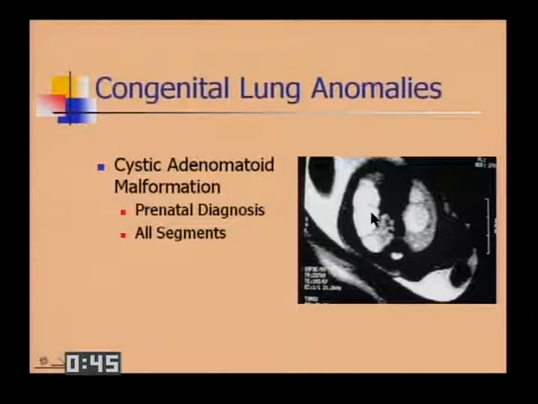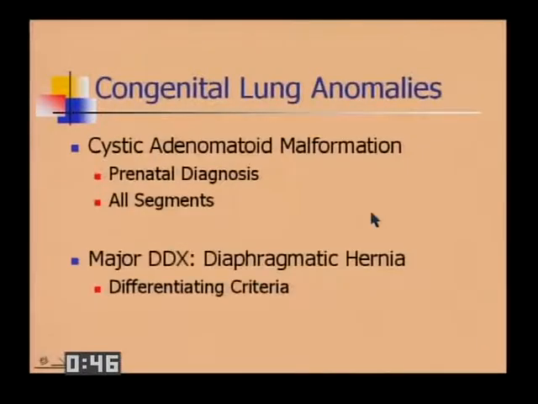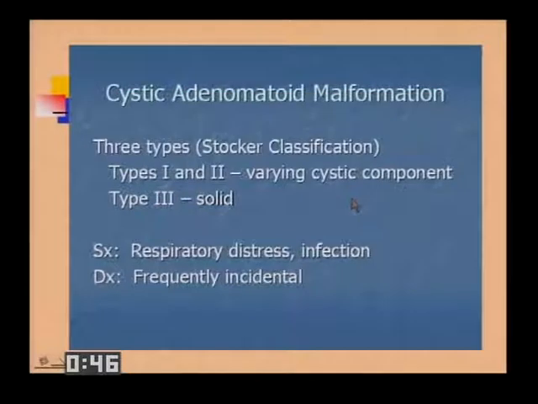In contrast to sequestrations, which are generally at the bases, or lobar emphysema, which we'll talk about, these can be in any segment. The prenatal diagnosis can aid in treatment because there are certain treatments that are performed. One of the main differentiating criteria is what the abdomen looks like. Are there normal abdominal contents present? We're going to go through that at the end. They're given three kinds, depending upon whether they're more solid or more cystic.